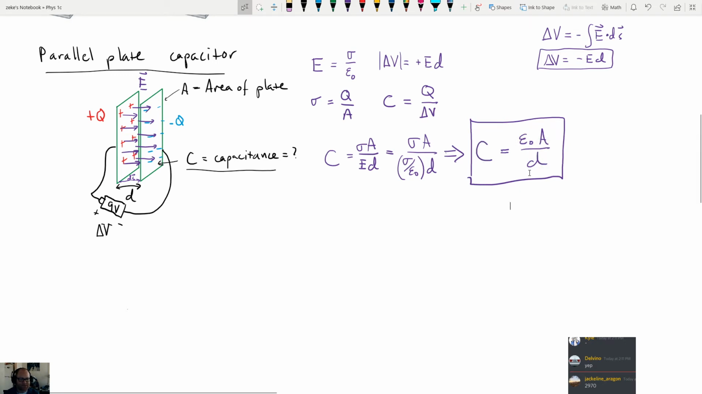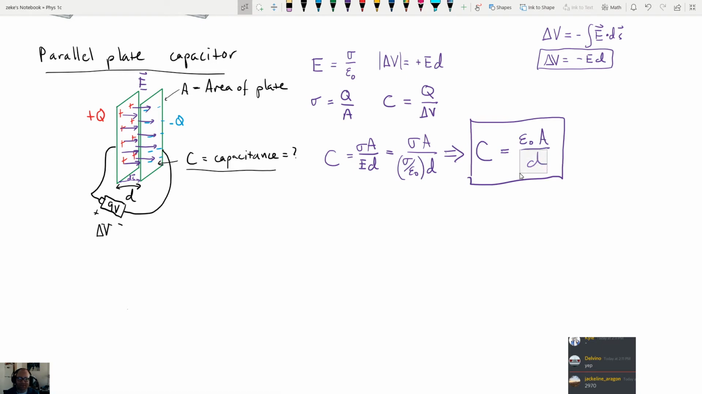Let's see if the answer that we get here makes any sense. Does it seem reasonable that the amount of charge you can store, that's what this is, is proportional to the area of the plates? Yeah, that's reasonable, because the bigger the plates are, the more room the charges can spread out. It's also inversely proportional to the distance.